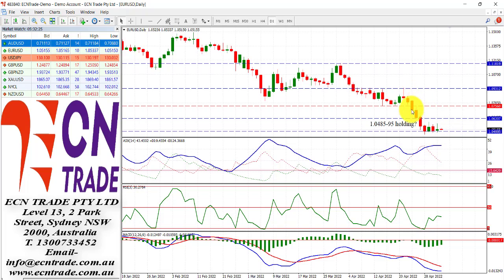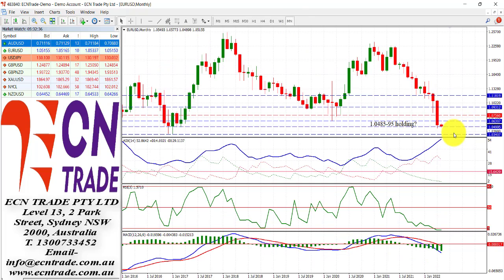However, I'm not getting overly bullish on the euro. I just think it's a little short-term correction before maybe retesting the lows, as a break of 104.85 would give further indication to the downside and look towards 103.40.